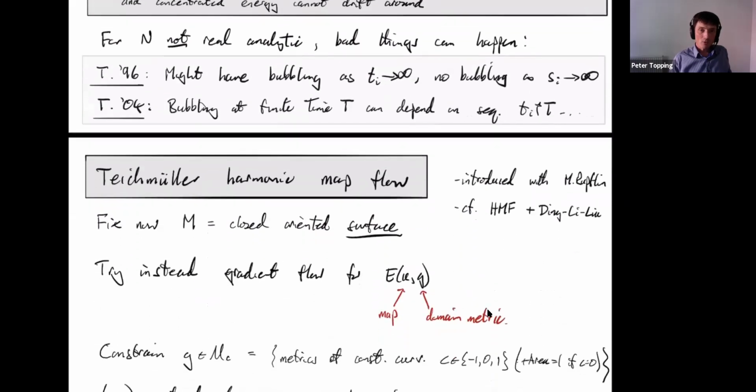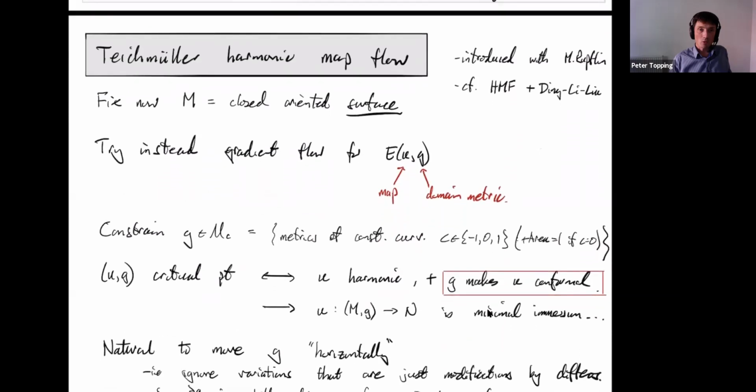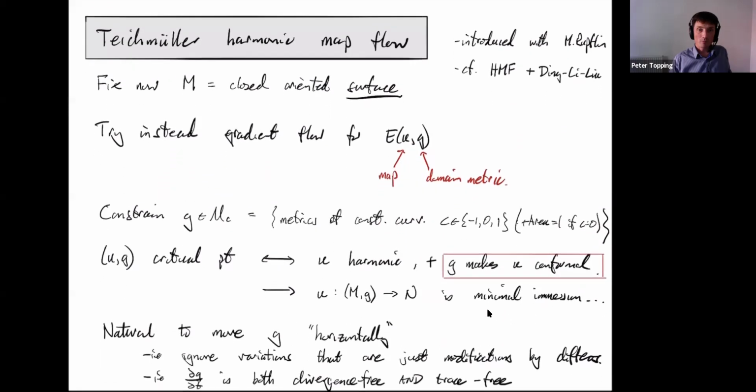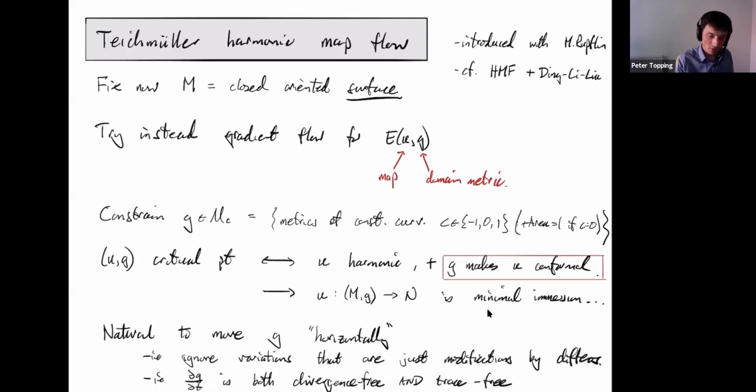So let me switch to a different gradient flow that I want to talk about for the rest of today. We sometimes call it the Teichmüller harmonic map flow. This is a flow that I introduced with M. Rupflin some years ago now, and it's a flow of maps from a surface. If the surface is S2, then it's just the harmonic map flow. But for other surfaces, it's something different. So if the surface is a 2-torus, then it actually ends up coinciding with a flow that was introduced by Ding, Li, and Liu.